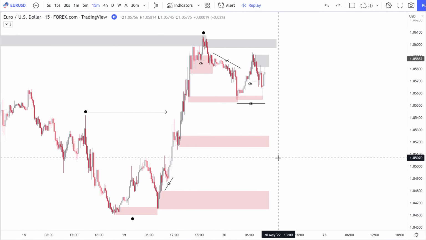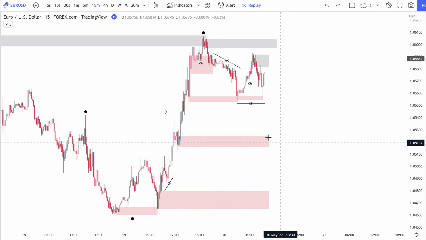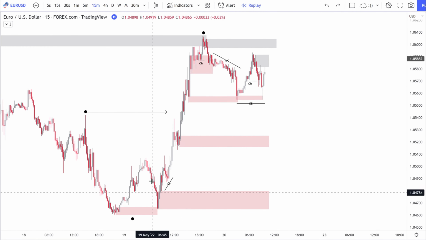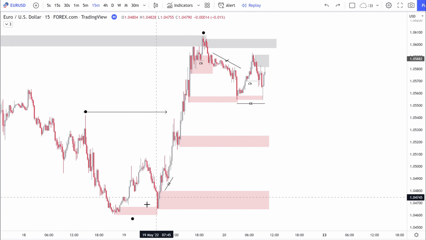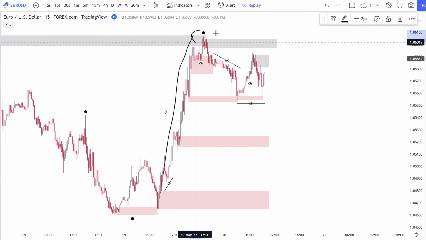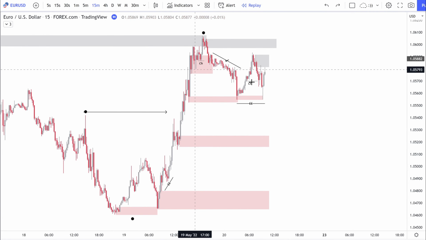We just have to flow with the market. Remember, your expectational order flow does not need to play out. It is our expectational order flow, all well and good, but it doesn't always need to play out, and this is a good example of that. So then we actually break structure to the upside, and we create a new high.